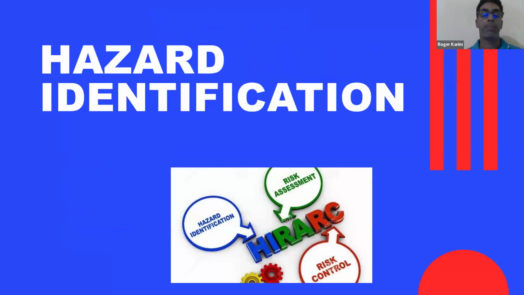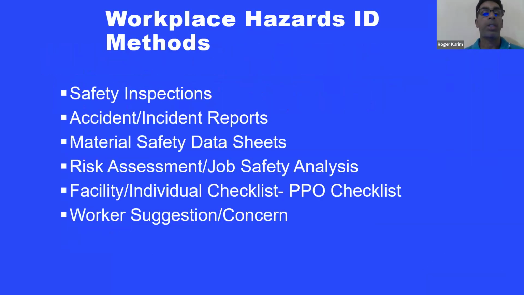Hazard identification. A number of tools could be used to identify hazards. Safety inspections. When you go around your workplace and conduct an inspection of your work site, generally you could see examples of unsafe acts or unsafe conditions, and that is important.